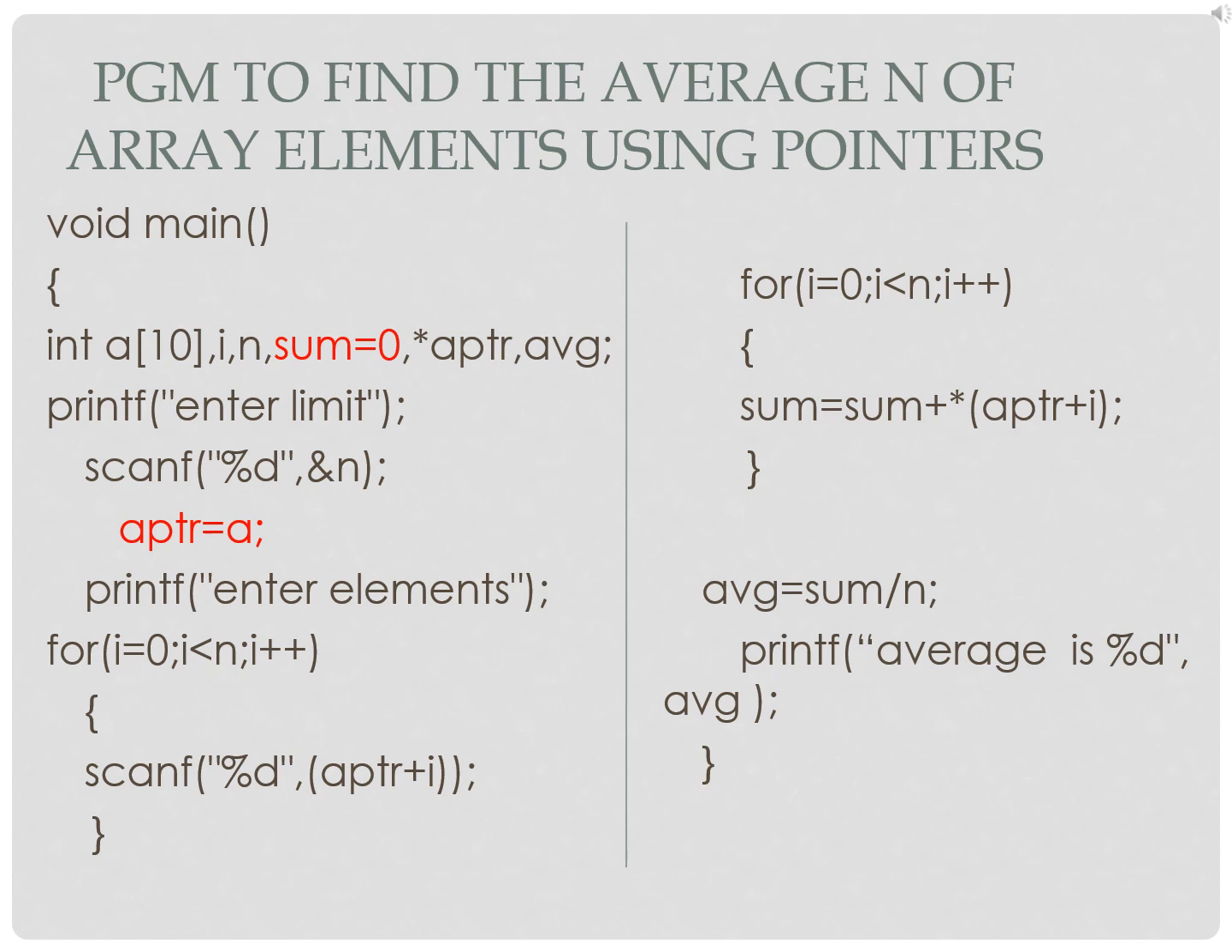Program to find the average of n array elements using pointers. The same previous program: initially find the sum of the array elements, and then after the loop, average equal to sum by n. So initially assign the address, read the elements using APTR plus I. Using star of APTR plus I, access each element and add it to the variable sum. After finding the sum, average equal to sum by n, print the average.